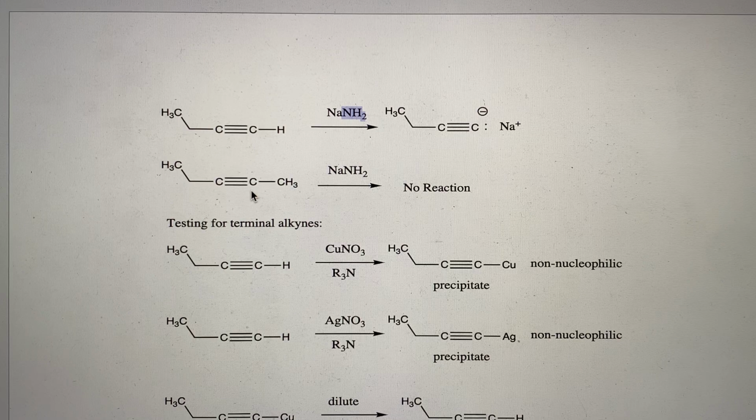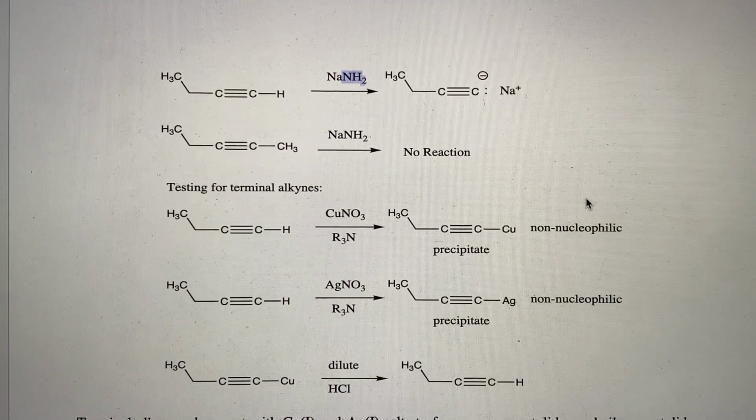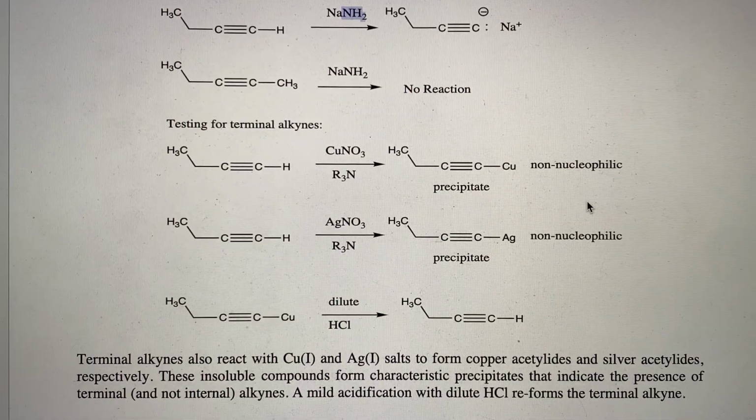Obviously, if you have the internal alkyne, you don't have any hydrogen to eliminate. It's not going to take the hydrogen out here, only from the C of the triple bond. That's why you can't make any negative ion there. The reason we need that is because we're going to go on and use it for the synthesis of alkynes.